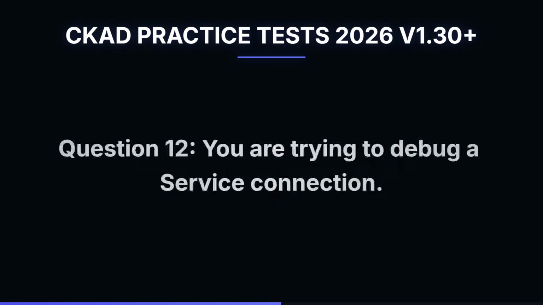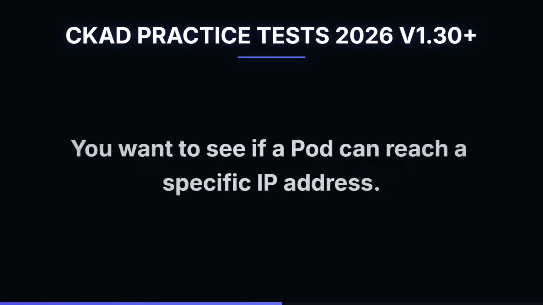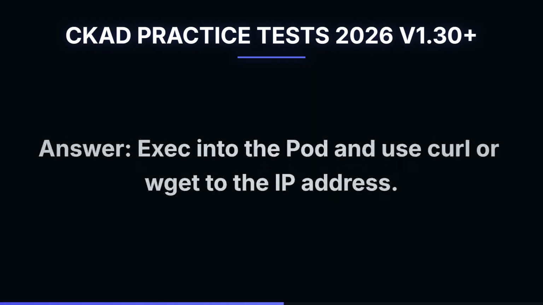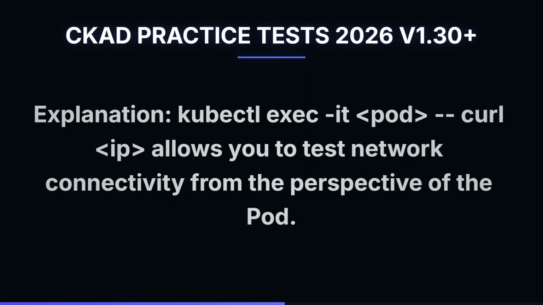Question 12. You are trying to debug a service connection. You want to see if a pod can reach a specific IP address. How can you test this? Answer: exec into the pod and use curl or wget to the IP address. Explanation: kubectl exec -it <pod> -- curl <IP> allows you to test network connectivity from the perspective of the pod.